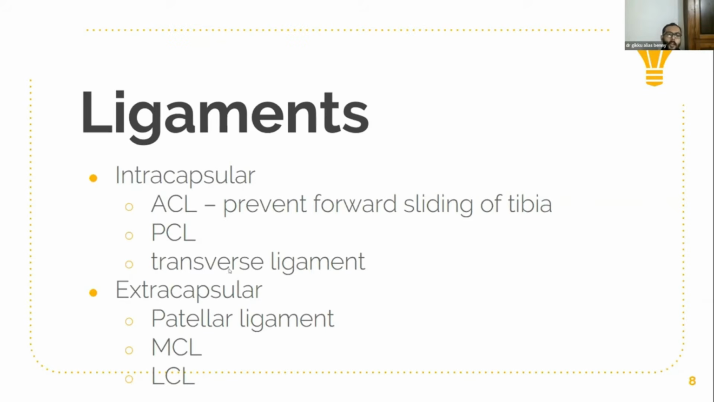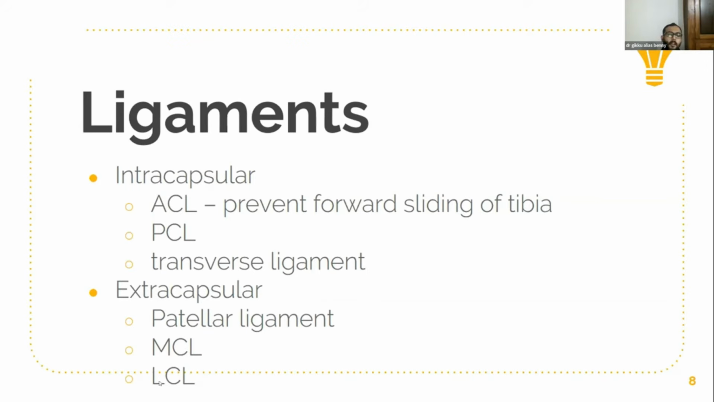The extracapsular ligaments include the patellar ligament, which connects the patella to the tibial tuberosity. The medial collateral ligament consists of superficial and deep parts. The medial collateral ligament connects the medial epicondyle of the femur to the medial part of the tibia.